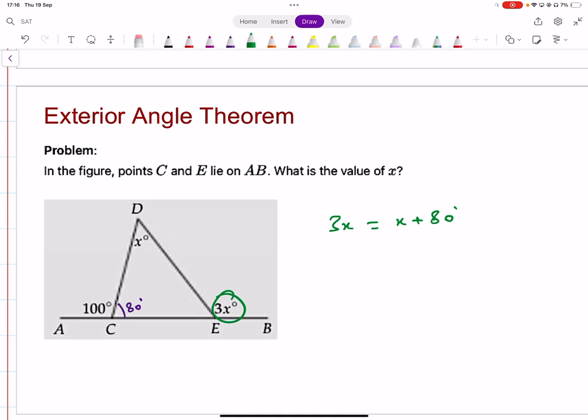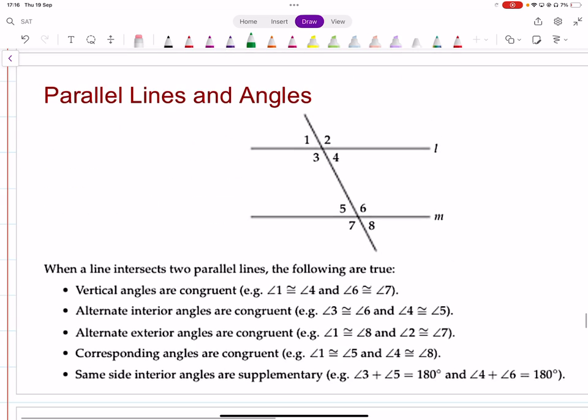Now, there could be a longer way of doing this. This is 180 minus 3x and then add all of those angles to make 180. That's also fine, right? But this is much quicker. If you know that exterior angle theorem, you know that 3x, this is an exterior angle. This is supposed to be equal to 80 plus x. And that gives you x equal to 40. That's the value of x. Is that all right? Okay.